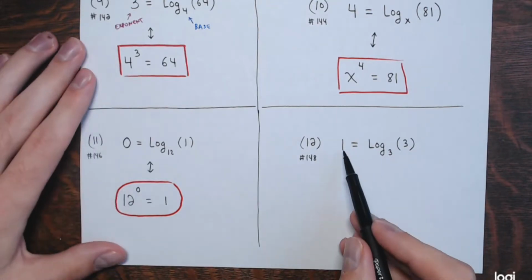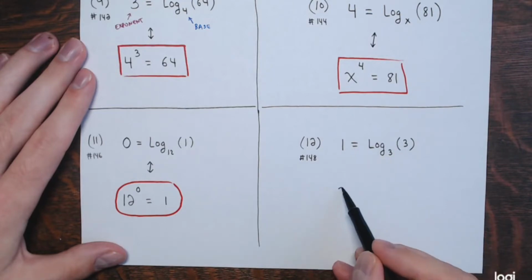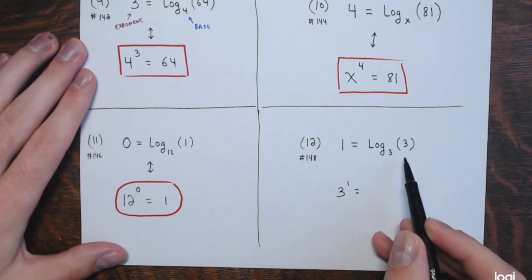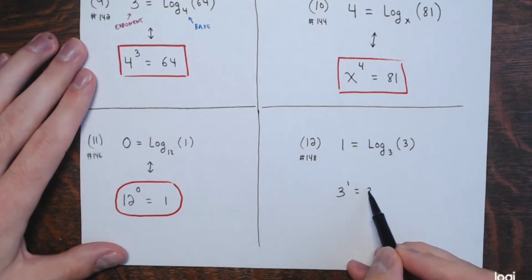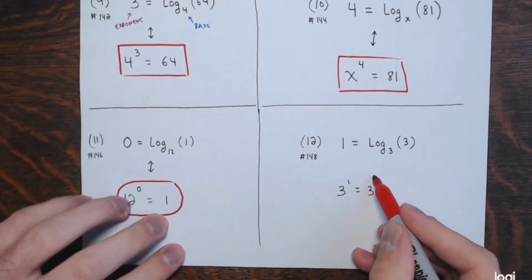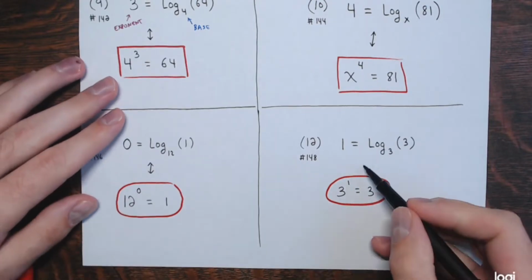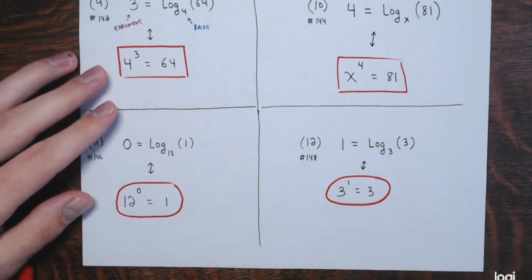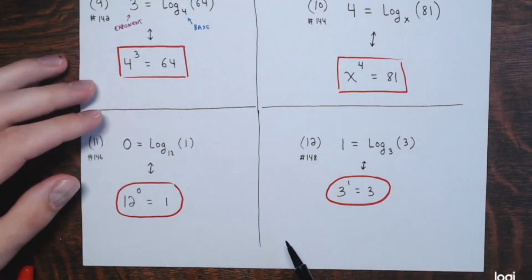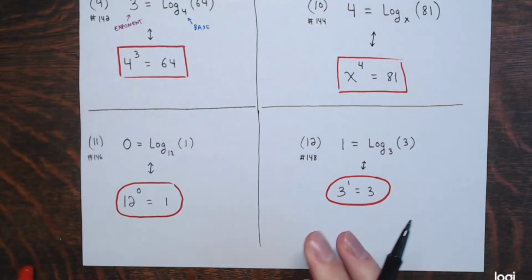Right here, 1 equals log base 3 of 3. The base is 3, the log is equal to 1, so 1 is the exponent, and 3 to the first is definitely equal to the number inside the log, 3. Definitely a true statement here. And again, this statement in exponential form says the same exact thing as this statement in logarithmic form. I've got just 2 more of these. Again, very basic stuff.